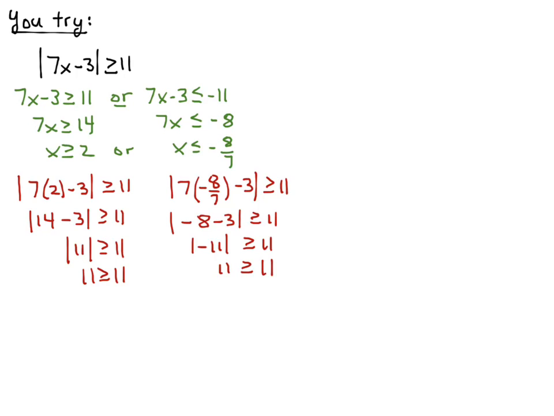Then I can put in something less than negative 8/7, and so I put in negative 10. So if I have negative 10, this is negative 70 minus 3 is negative 73, absolute value 73 is greater than or equal to 11. So we got both of the directions of the inequalities right.